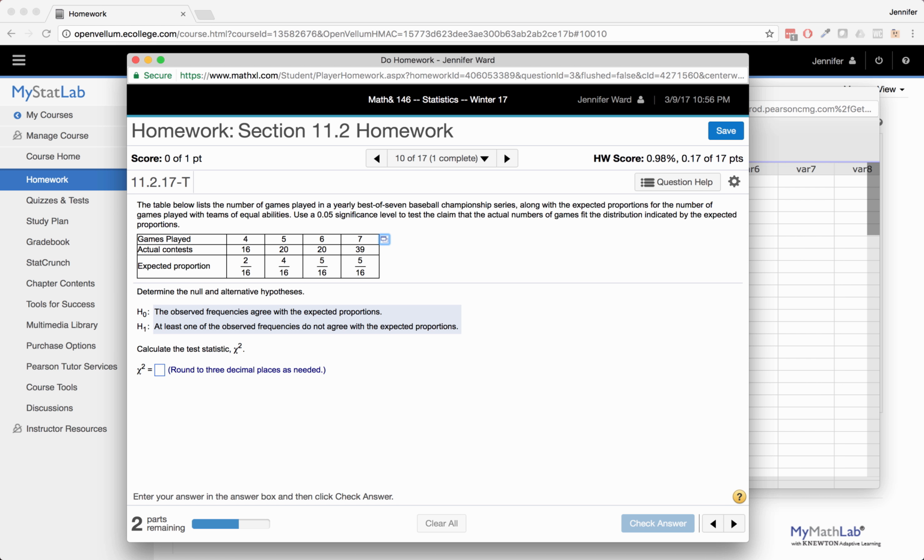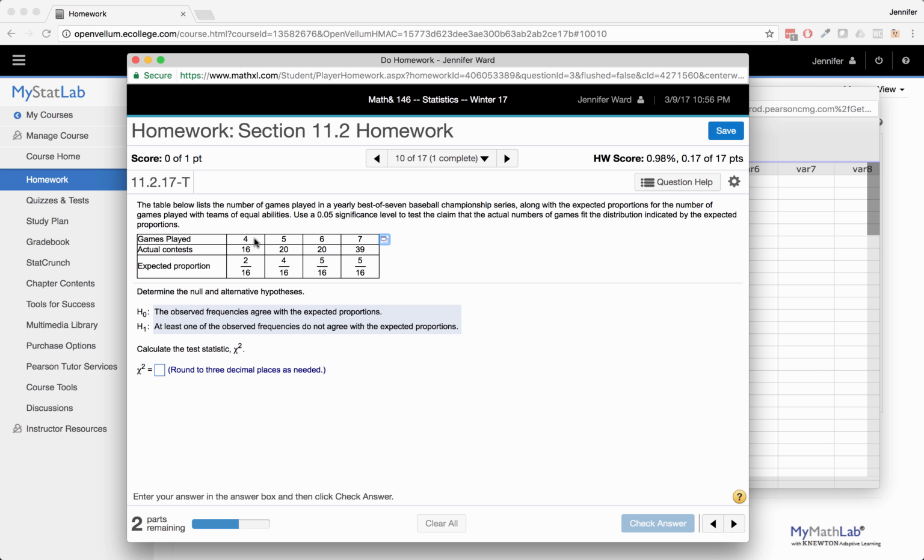In this video, we'll run through a chi-square goodness of fit test using StatCrunch. In this example, the big idea is to compare some actual results against what we expect to have seen for different categories. So this is a game where there's a number of games that are played and we're looking for the best of 7 in a series, maybe like the World Series, along with the expected proportions for that number of games. So in this picture right here, we have games played.